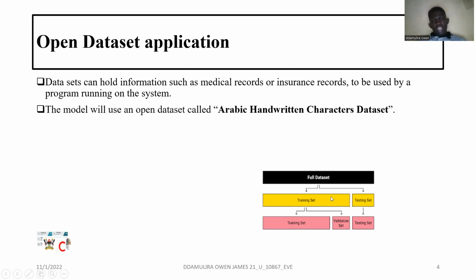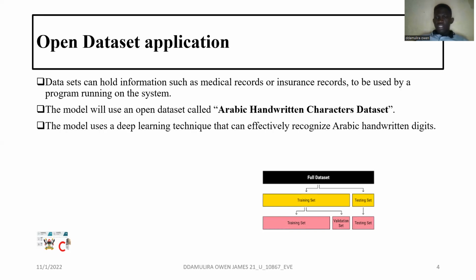Then our model is going to use an Arabic handwritten character data set. You can create your own data set, but sometimes it's better to use a data set which was made by someone. You can go to Kaggle and you'll be able to find more data sets from there. I'm going to share, among the references, a link to the data set I'm going to use.